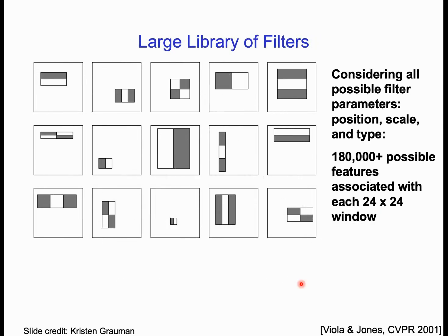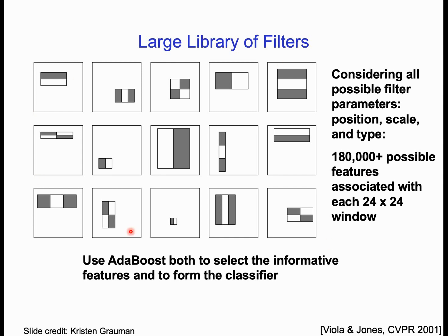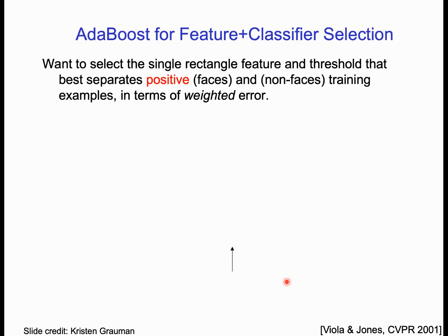So, as we said, it creates a very large library. For each image, for each patch, it extracts many different features, and it uses AdaBoost to select the informative ones and to form a final classifier. So we want to select the single rectangle feature. What is the weak classifier choice for the Viola and Jones detector? We want to select a single rectangle feature and threshold that best separates positive, meaning faces, from negative, meaning non-face images in the training examples, taking into account the weighted error.